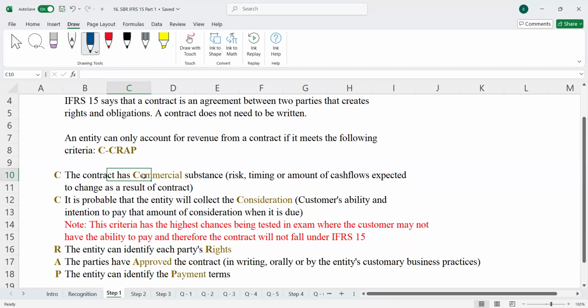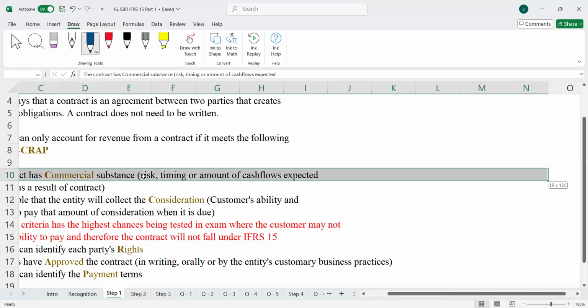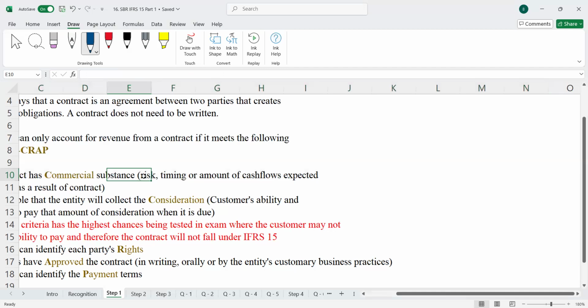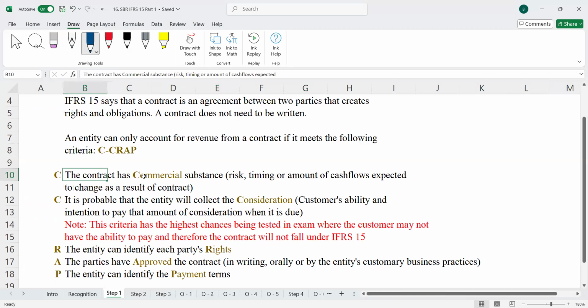Now, see, even in the case of NGOs, if you are providing any particular service to an NGO, you will be charging it, right? You will be charging them money. So there you have a risk, you have timing, and the amount of cash flows is expected to change as a result of the contract. What do I mean by commercial substance here? If you are providing anything for free, please don't come into this. So the contract needs to have commercial substance.